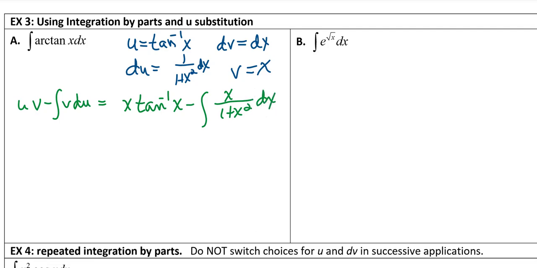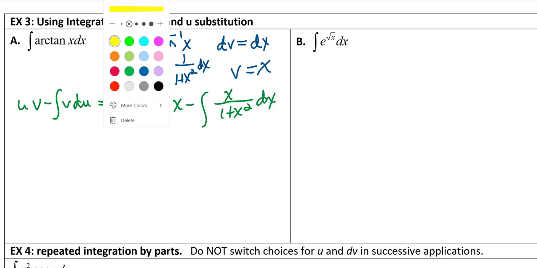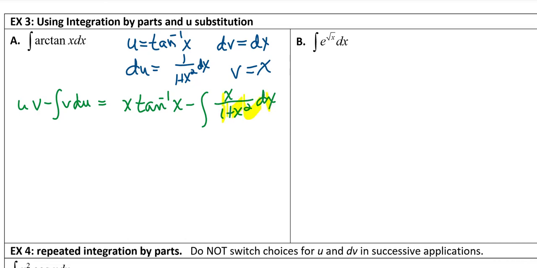Now here is where we're going to have to do a u substitution, because that turns out to be a chain rule problem. So normally we don't use u again because we're using it for u and v. So just to make our lives easier, we'll let w equal 1 plus x squared. So dw is going to be 2x dx. So divide by 2 here. And we have what we need here.